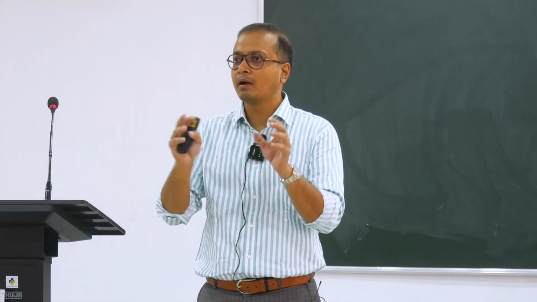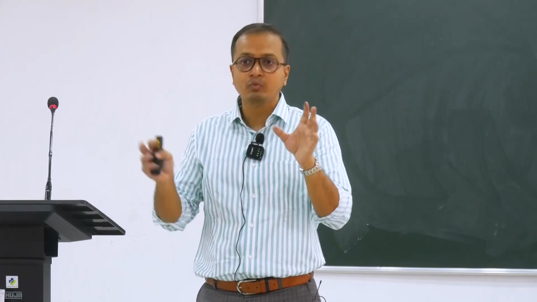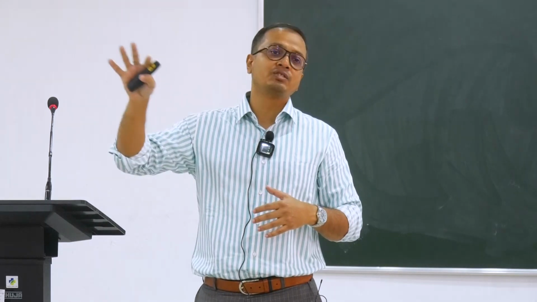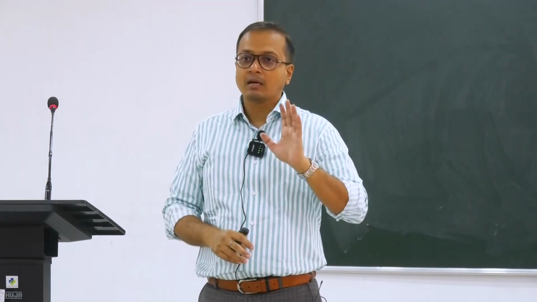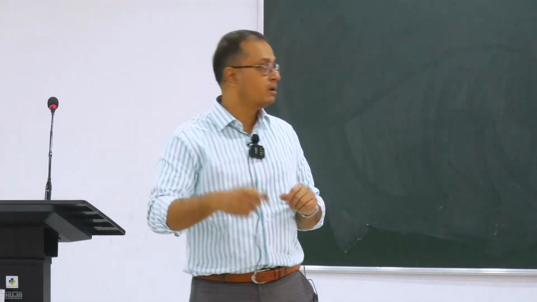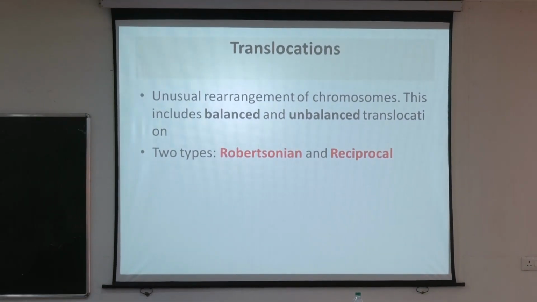So there are a number of segments of this particular chromosome, and the number of genes which has been exchanged is unequal. So we call them unbalanced translocation. This is the kind of thing which is happening. Let's look at an example which makes these things clear. This particular translocation can be divided into 2 types, Robertsonian and reciprocal.